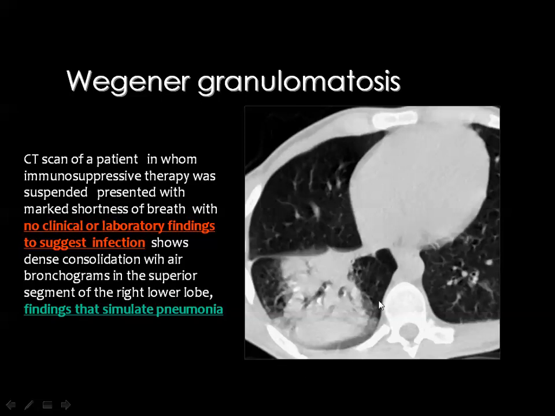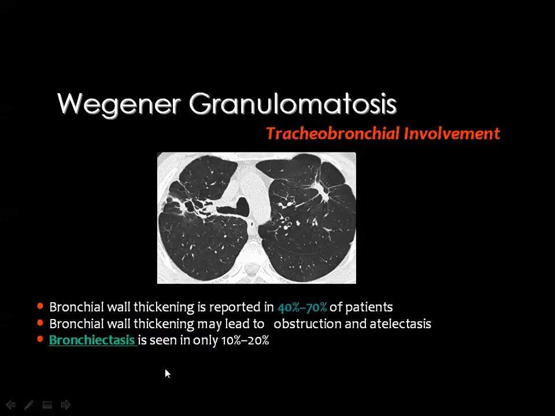And this is an area of consolidation with typical appearance of air bronchogram in the right lower lung lobe in a patient with Wegener granulomatosis. Then if there is no clinical or laboratory finding to suggest the possibility of infection, then you should consider this as hemorrhage. But remember, in patients with Wegener granulomatosis, areas of consolidation in the lung may carry the possibility of pneumonia and also the possibility of hemorrhage.